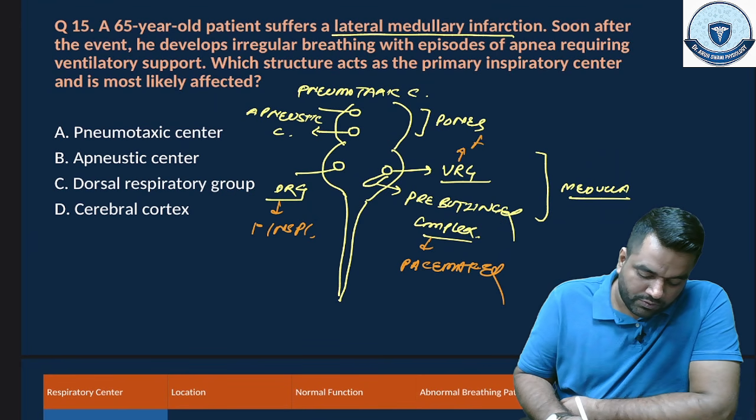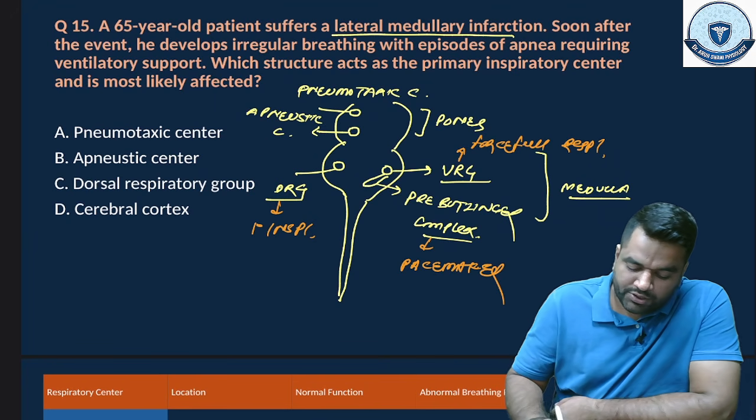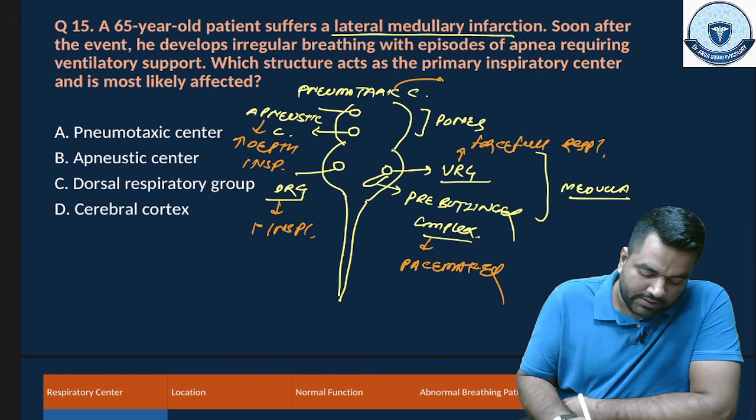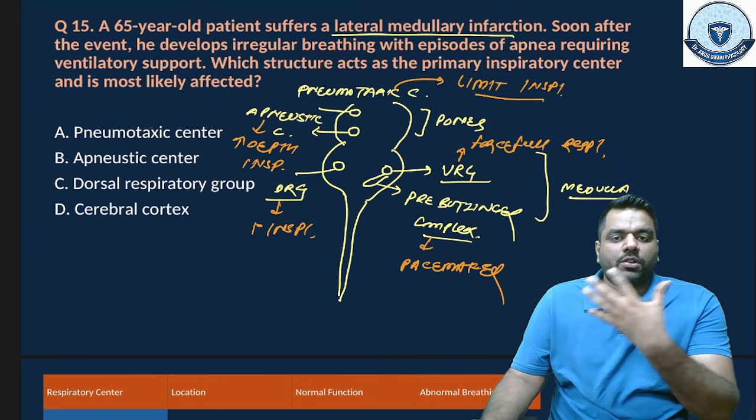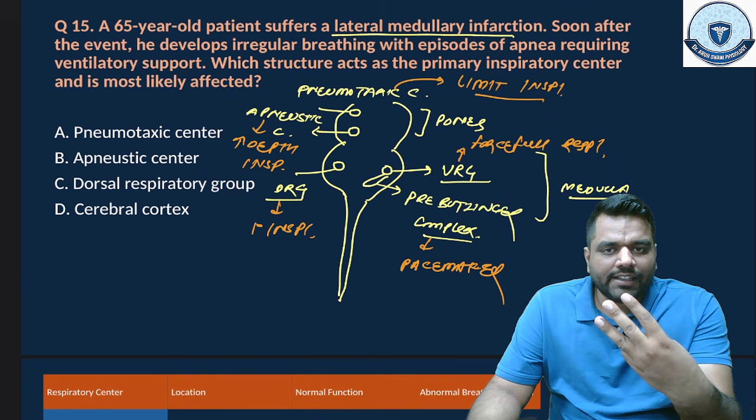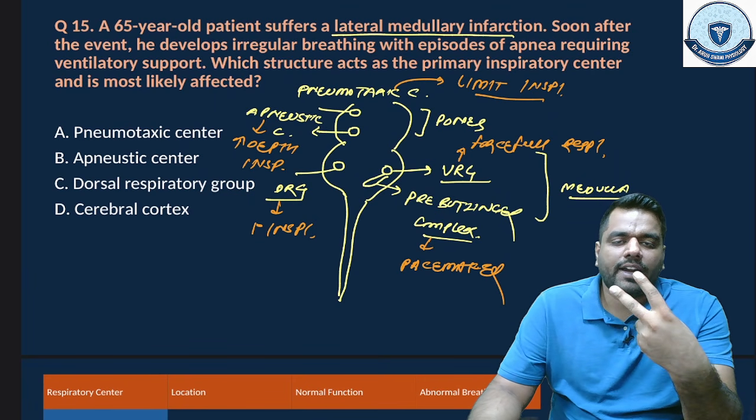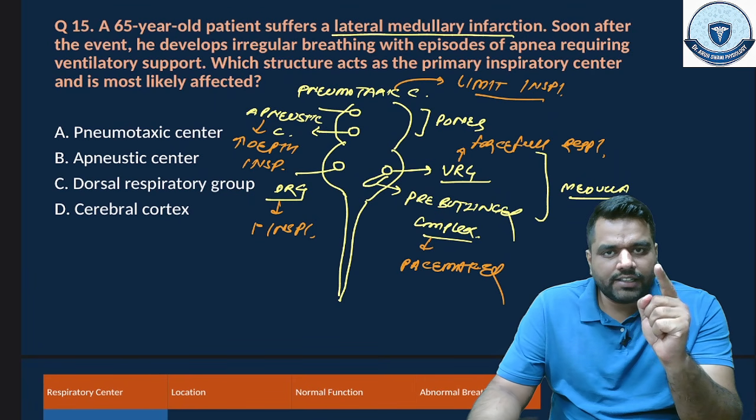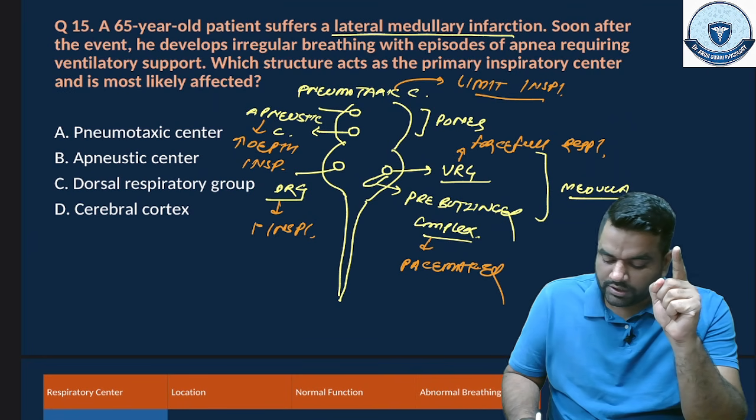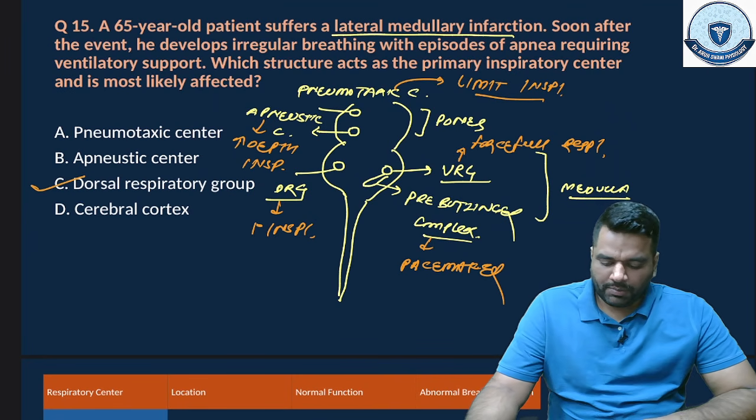This is for forceful respiration. This is increased depth of inspiration. And this is to limit the inspiration. So this is how we have a total of five respiratory centers. Out of that, 3 are present in the medulla and 2 are present in the pons, right? So the person is having an infarct at the medulla and the primary inspiratory center is asked. The right answer to this question is C, that is dorsal respiratory group.